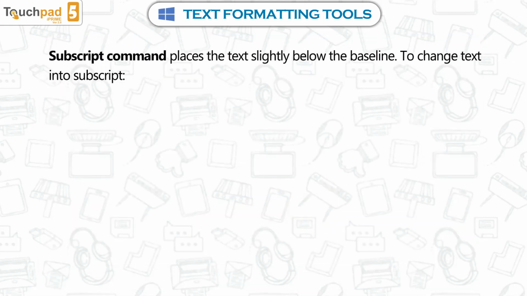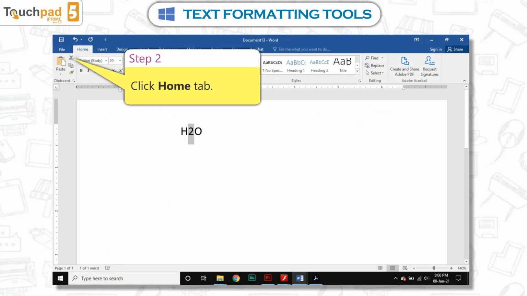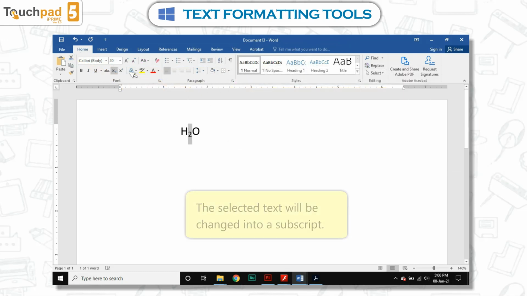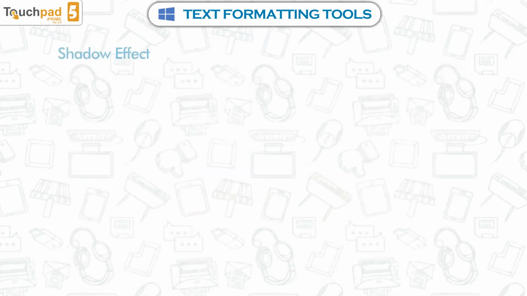The Subscript command places the text slightly below the baseline. To change text into subscript, step 1. Select the text or number. Step 2. Click Home tab. Step 3. Click on Subscript command in the Font group. The selected text will be changed into a subscript.